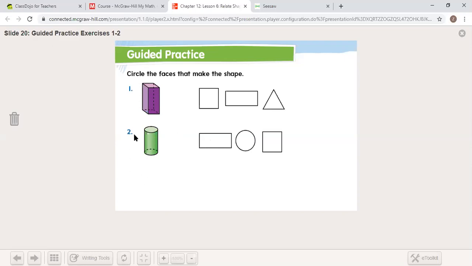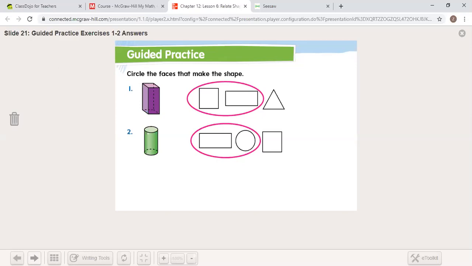Now, number 2, how would I make a cylinder? Well, I know my top and my bottom face are circles, so I definitely need a circle. But how do I make this part? We'll use a square or a rectangle. I would use a rectangle. I can take a piece of paper.